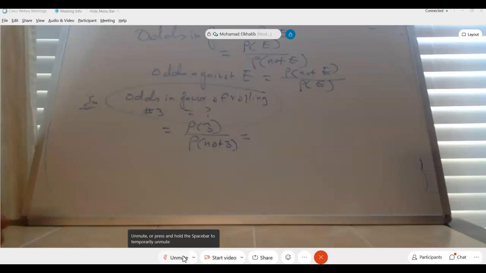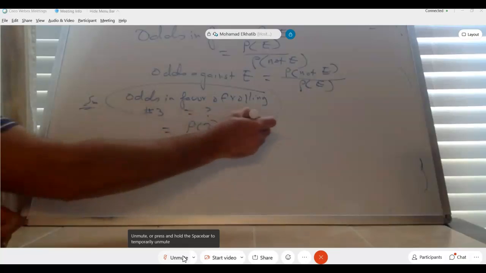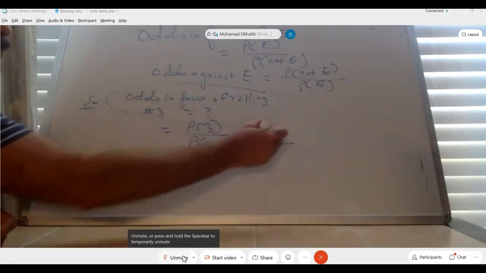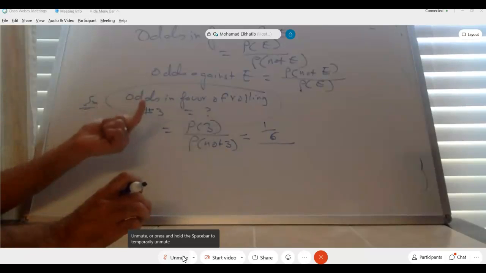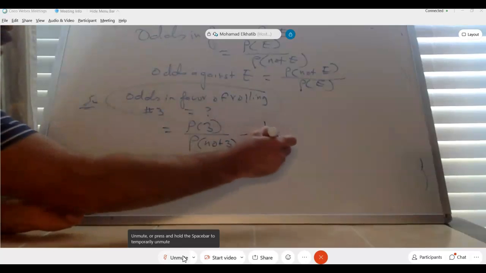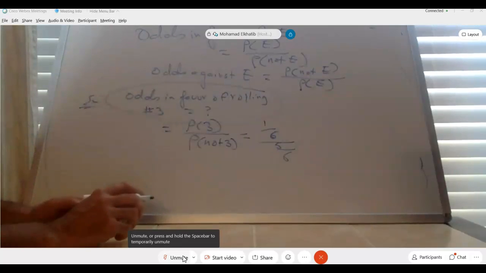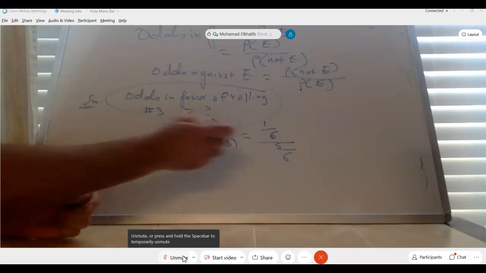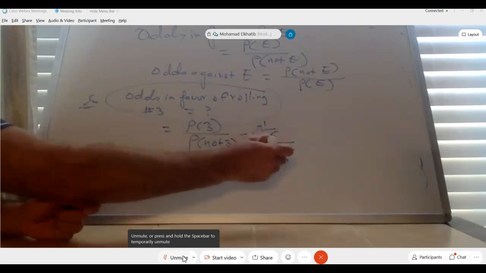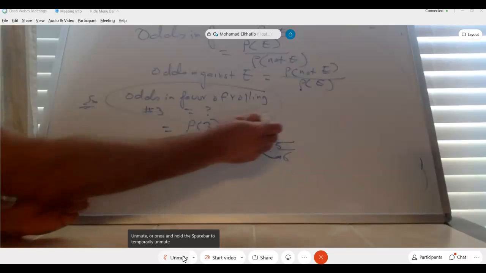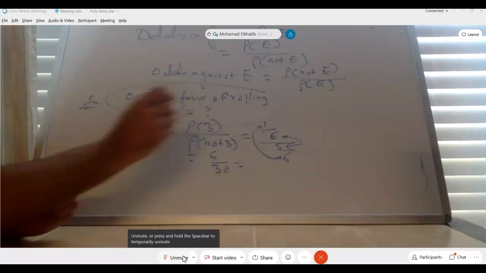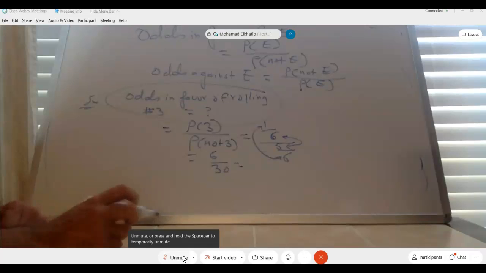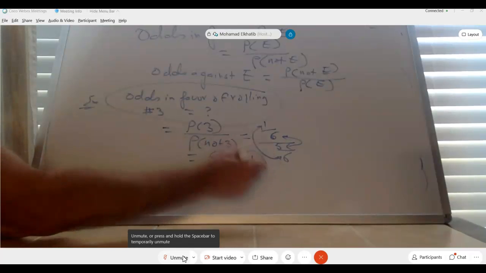So what is the chance of rolling the number 3? How many 3s do you have in a die? 1 out of 6, right? Not rolling 3. If I don't want the number 3, what do I want? 1, 2, 4, 5, 6. 5 out of 6. So how do I divide these weird fractions? I multiply the numbers that are far from each other. 1 times 6 is 6 over... I multiply the numbers that are close to each other. 5 times 6, which is 30. And I divide both sides by 6, and the answer would be 1 over 5.